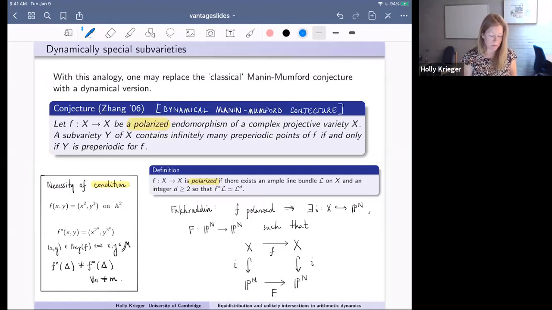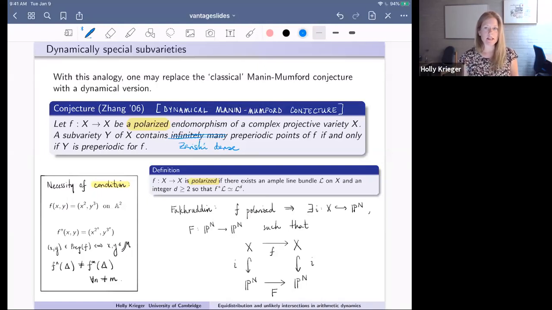That if we take an endomorphism of a complex projective variety, subject to a condition which I'll discuss in just a second, and we take a subvariety of that, say variety X, then that subvariety contains a Zariski dense subset of pre-periodic points of the map if and only if the subvariety itself is pre-periodic for the map, okay? So in other words, a subvariety is dynamically special if and only if it contains Zariski dense dynamically special points, okay?